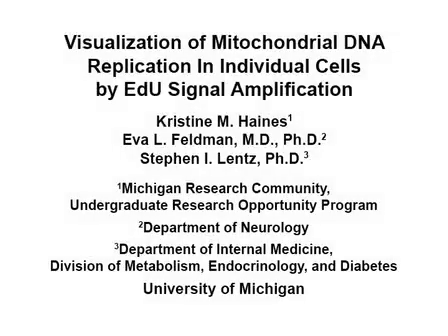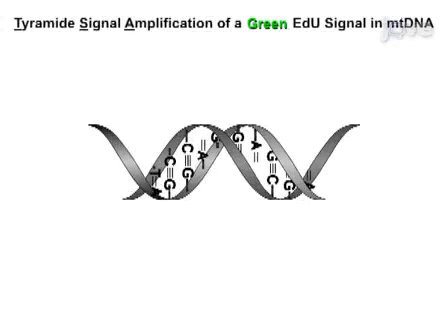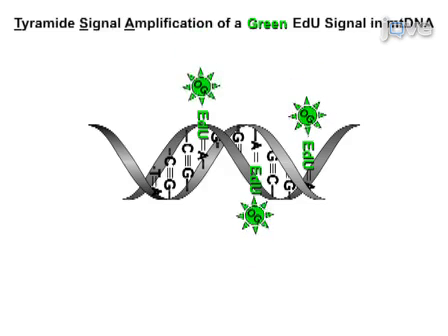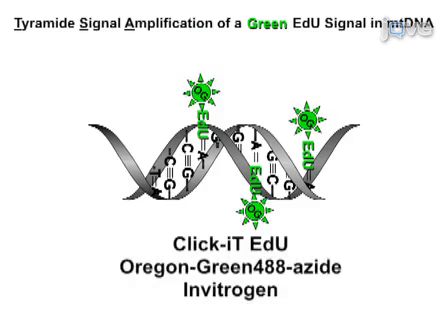The overall goal of this procedure is to label and visualize mtDNA replication in cultured neurons. This is accomplished by first incubating neurons with the thymidine analog EDU for 2 to 24 hours. The second step of the procedure is to label the EDU that contains an alkyne with the fluorescent Oregon green 488 azide through a copper-catalyzed covalent reaction.